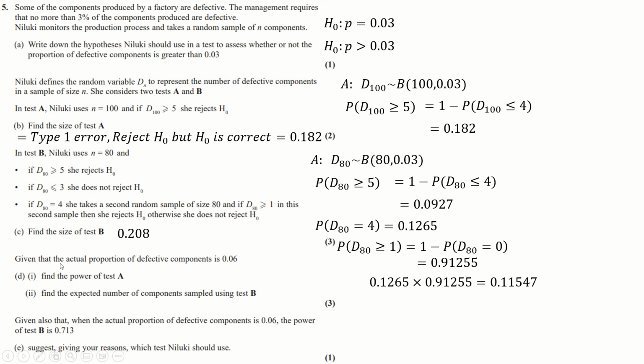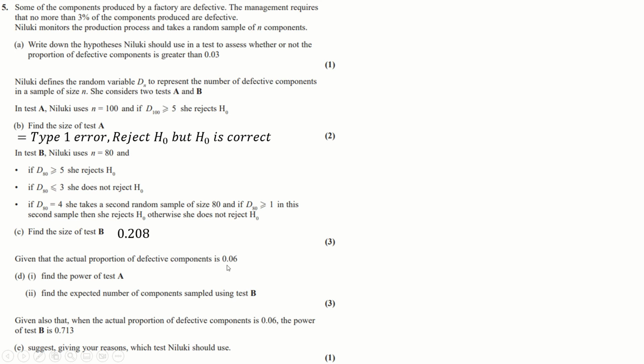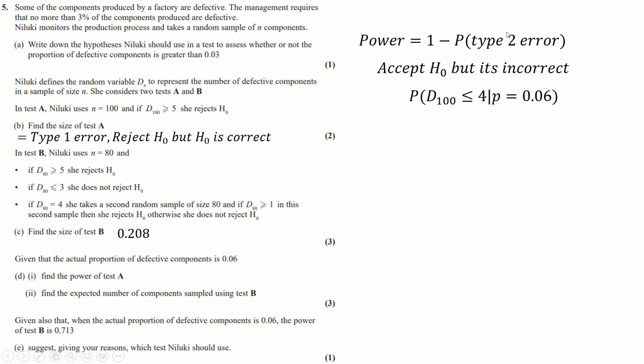Given that the actual proportion of defective components is this, find the power. Again, the power, by definition, is 1 minus the probability of a type 2 error. That would be one way of thinking about this. A type 2 error is the opposite of a type 1. It's accepting H0 when it's actually incorrect. Now, we know it's incorrect because it should be 0.6. So I'll just say that again.